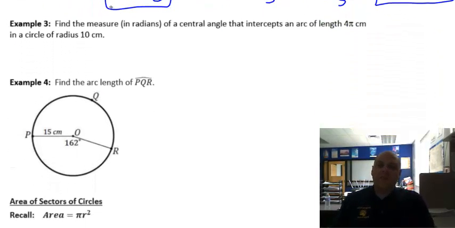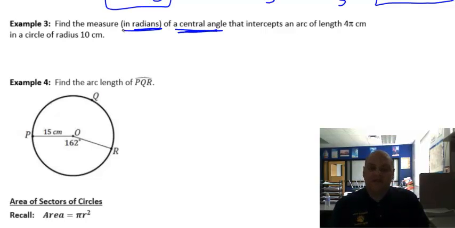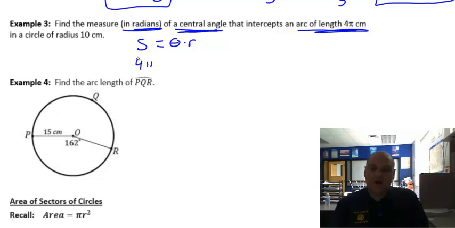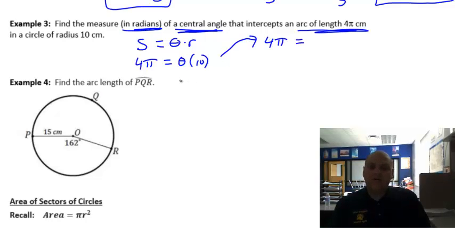All right, a few more here. Now this one, find the measure of the angle in radians, and they give us the arc length. So we can use the same formula, S equals theta R. This time S is 4 pi, the arc length is 4 pi, and the radius is 10. I don't know the angle, so it's theta times 10. So basically 4 pi equals 10 times theta, and then divide by 10.